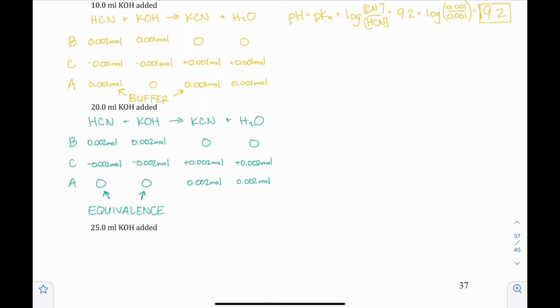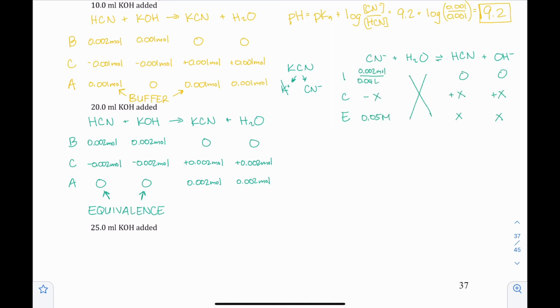Now, how do we determine the pH of a salt solution? Dissociate the ions, cross out the spectator ion, and write an equation with the remaining ion reacting with water. CN- is weak, so we'll need to use an ICE box. An ICE box uses concentrations, so divide the moles of CN- by the volume of the solution. But be careful, make sure you use the total volume of the solution, which at this point is the 20 mL of HCN plus the 20 mL of KOH added together, for a total of 40 mL, or 0.04 liters.